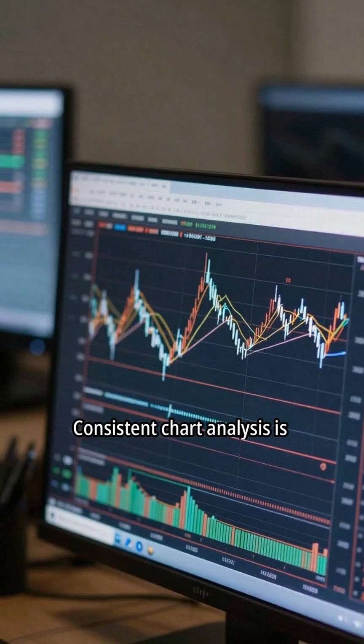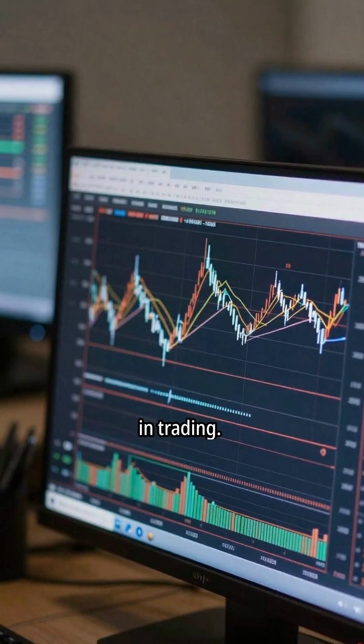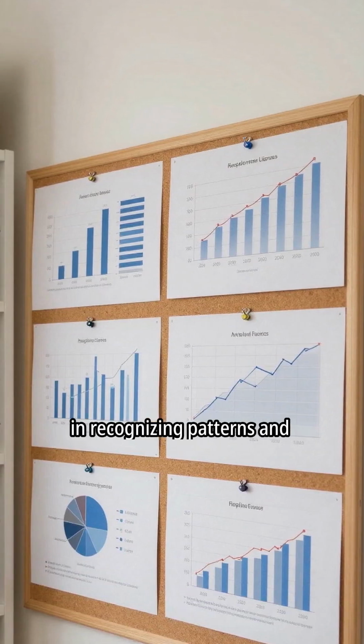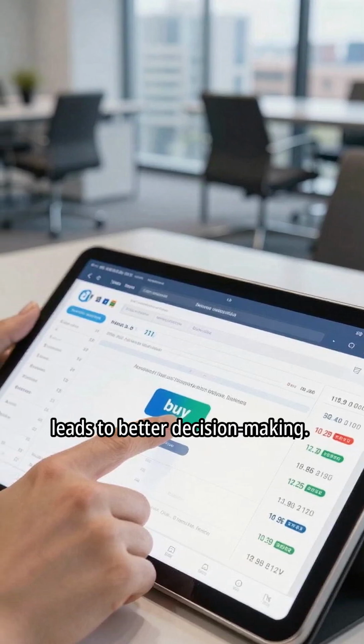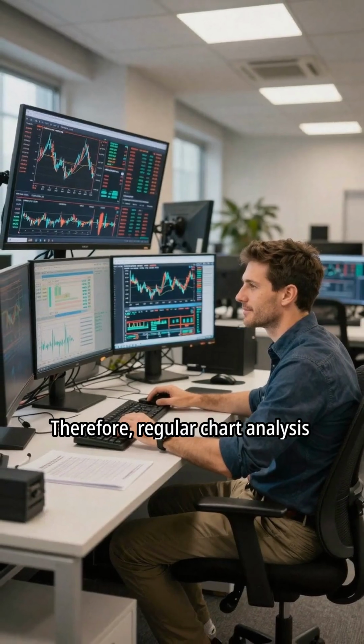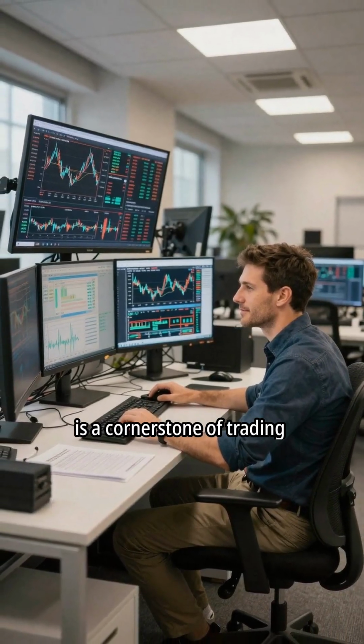Consistent chart analysis is crucial for skill enhancement in trading. Regular study of charts aids in recognizing patterns and trends. Improved pattern recognition leads to better decision-making. Therefore, regular chart analysis is a cornerstone of trading proficiency.